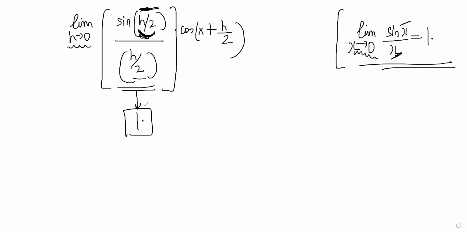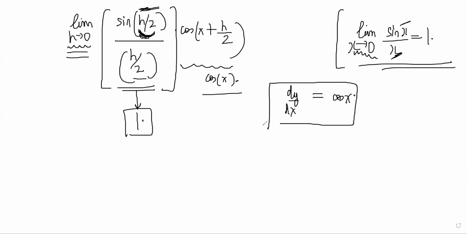So overall this limit is 1, and when you try to find out this limit, you just have to put h is equal to 0 here. You will get a cos of x here. So finally dy by dx is equal to cos of x, right? Yes. Now this formula has been given to you without proof, but I hope you have understood what is happening in this proof.